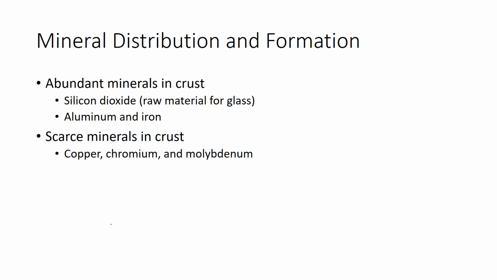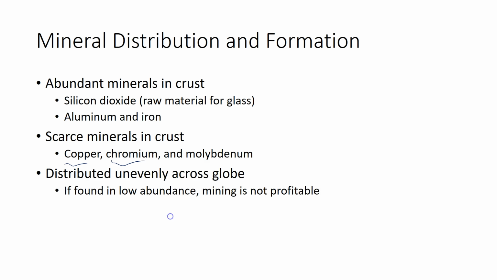All right, so some scarcer minerals in the crust that we still rely on. Copper and chromium. Copper, of course, we know is used for wiring and electronics. Chromium is an important additive to steel when we need to make sure that it's not going to rust. And molybdenum is used in electronics and several other things as well. Those are what we call scarce minerals. They're not ultra scarce, they're just not nearly as abundant as aluminum and iron.